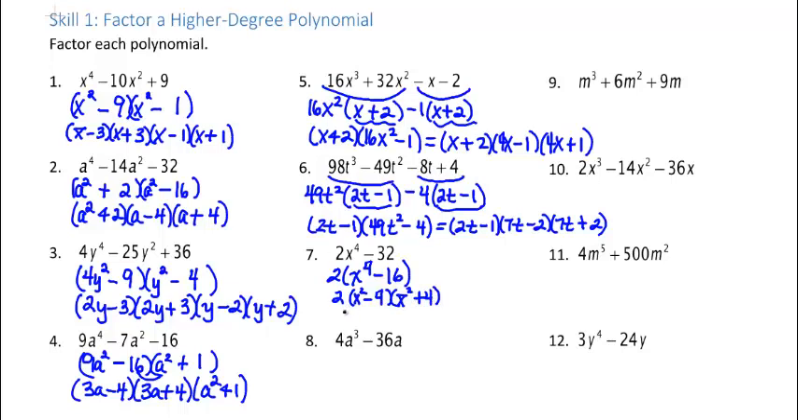Now x squared minus 4 is a difference of 2 squares, so that factors as x minus 2 times x plus 2. And then the x squared plus 4 can't be factored, so that remains in the factored form.